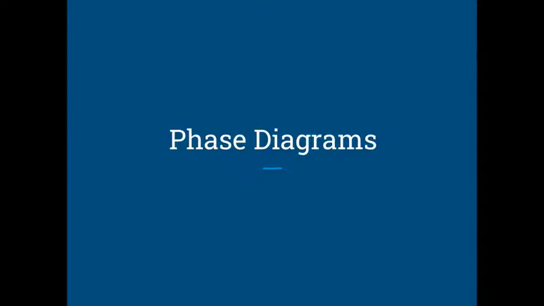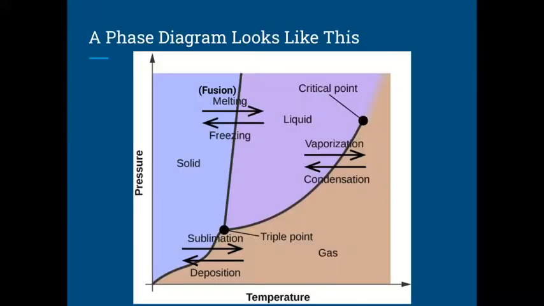This video is going to be about phase diagrams. A phase diagram looks like this. On the y-axis, we have pressure, and on the x-axis, we have temperature. So at high temperature and low pressure, we're in the gas state. At low temperature and high pressure, we have solid, and in between here is where you have a liquid.